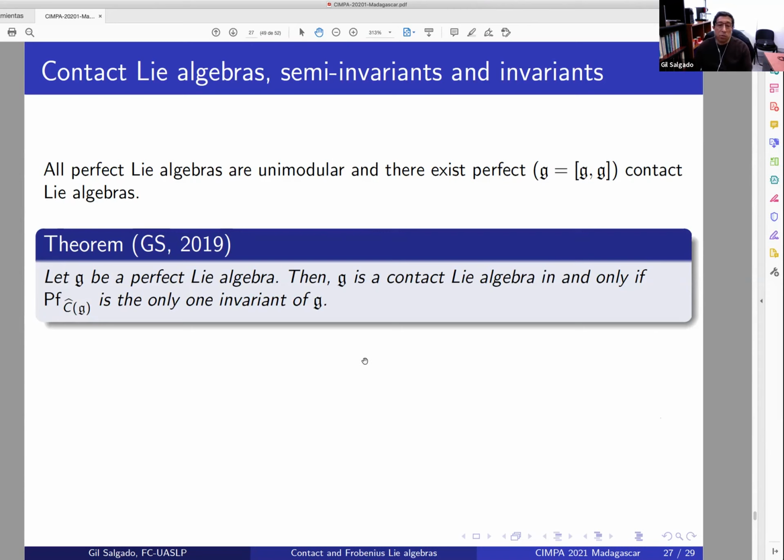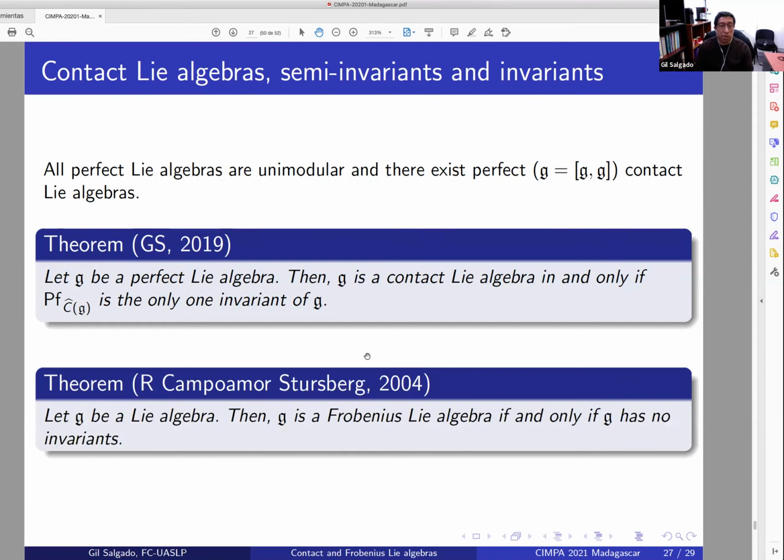This result was motivated by this result of Professor Campoamor-Stursberg. He characterized the Frobenius Lie algebras as the Lie algebras with no invariant. So you can see that we have a similar result, but we need to assume that the contact Lie algebra is a perfect Lie algebra.